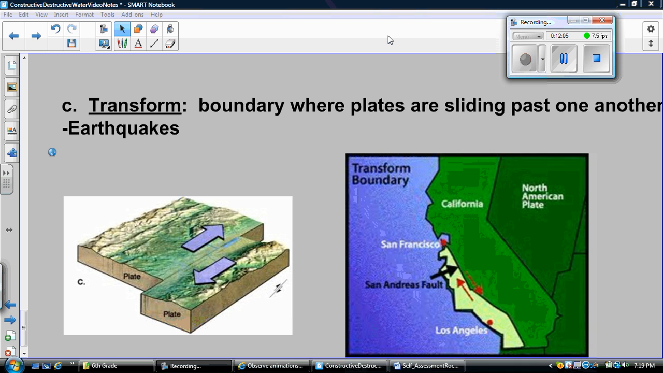Now the last type of boundary is a transform boundary. This is a boundary where plates are sliding past one another. And the one thing that forms during transform boundaries are earthquakes. So this is showing you a picture of plates sliding past each other. Earthquakes are going to occur when that happens. So right here in California, we have the Pacific plate sliding against the North American plate. And when that happens, it creates earthquakes. And where those plates are sliding past each other, that's called a fault line. And that's why it's called the San Andreas fault line, because that's where the plates are sliding past each other, and that's where you're going to get the earthquakes.